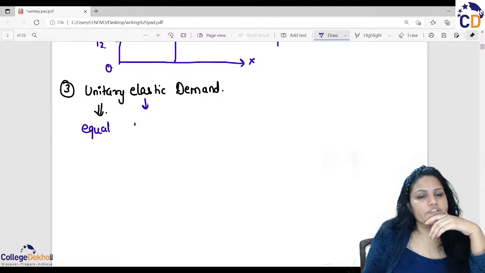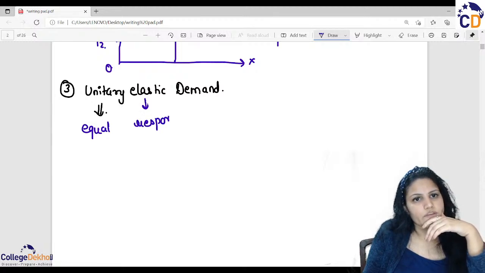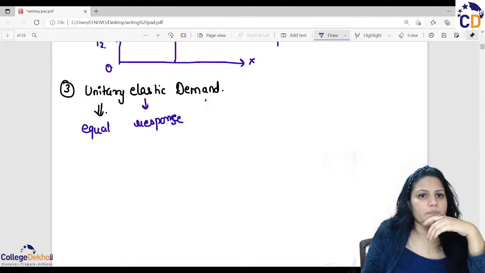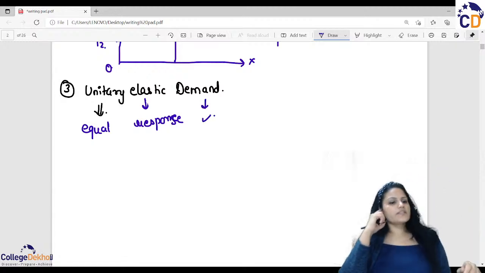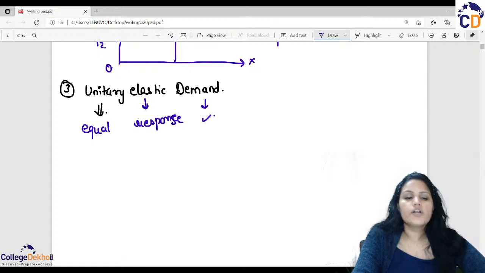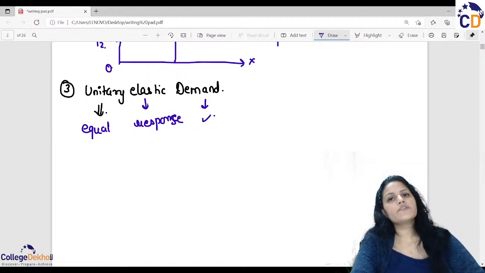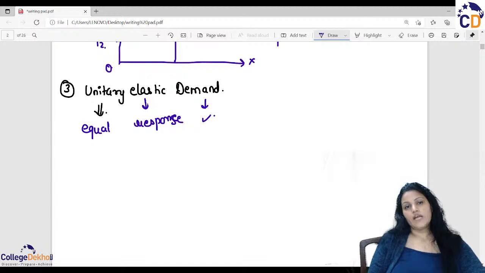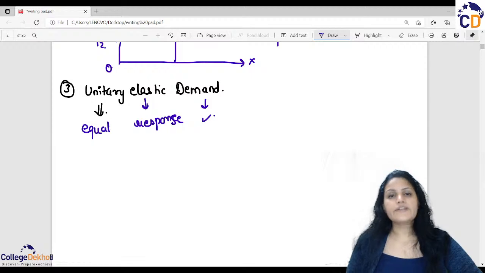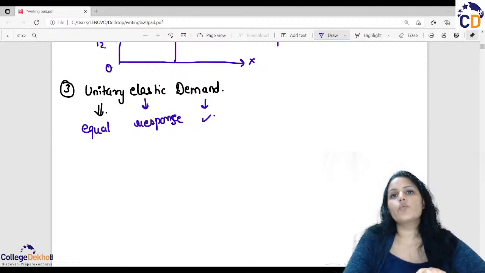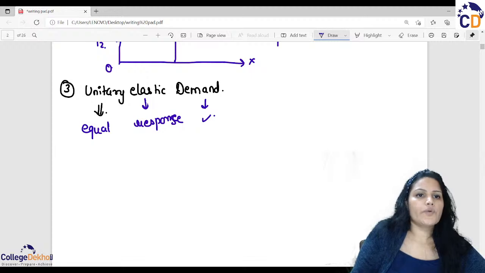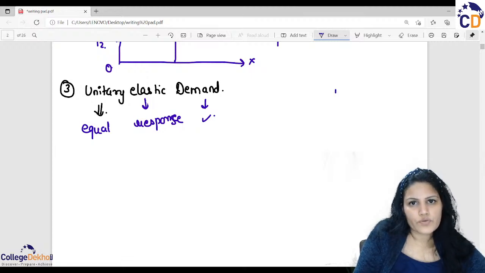Equal response, where in demand. That means if there is a 10% change in a price, the same effect will be going in the demand also. If there is a 10% price increase, then demand also decreases by 10%. That means whatever change occurs between the price and the demand, that difference should be equal in nature. Okay, so here let's suppose it's a price and it's a demand.